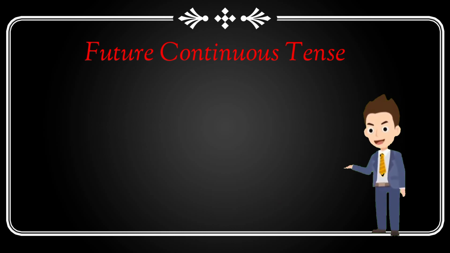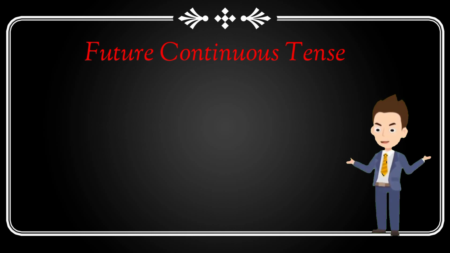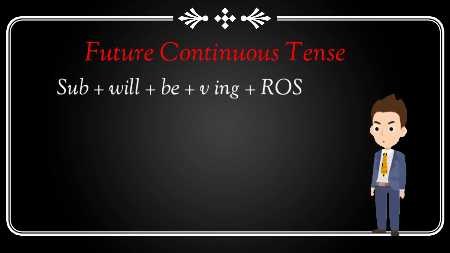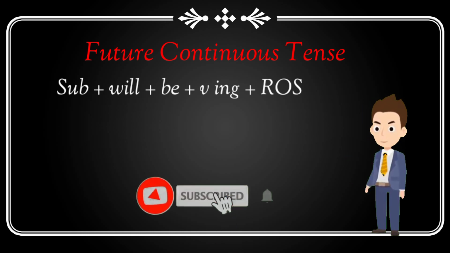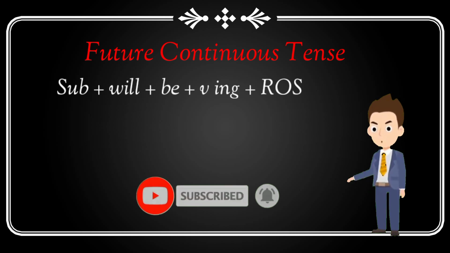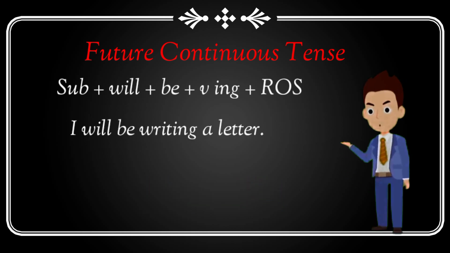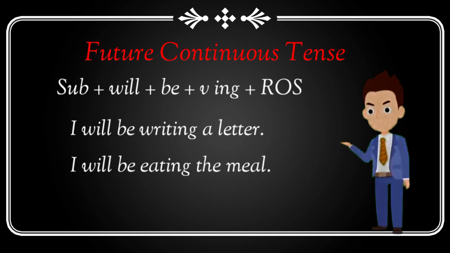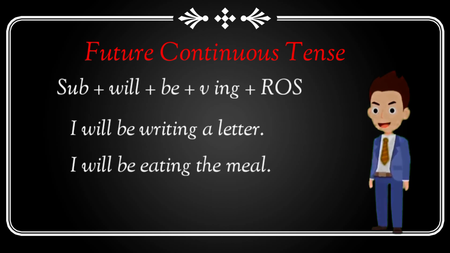Then we have the structure of the future continuous tense. It's quite easy. Subject plus will plus be plus verb ing plus rest of the sentence. I will be writing a letter. I will be eating the meal, right? This is quite easy.